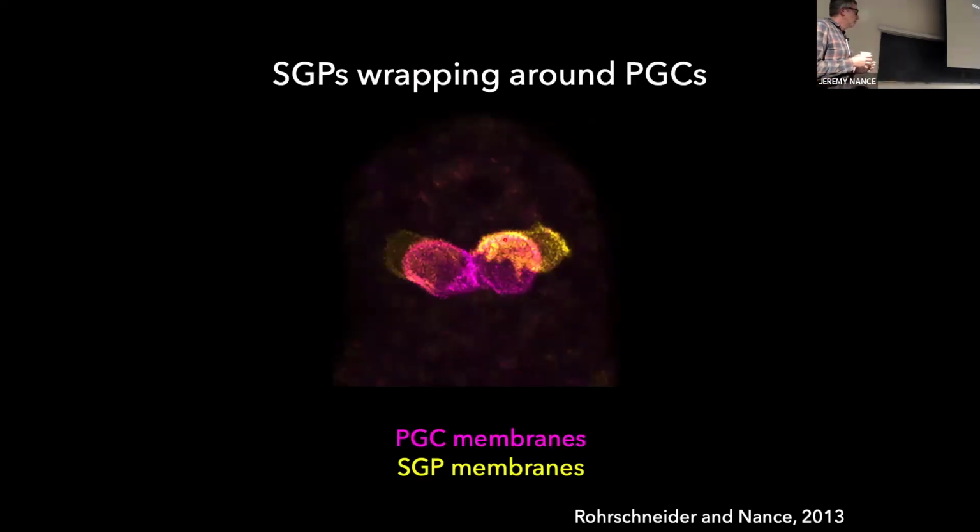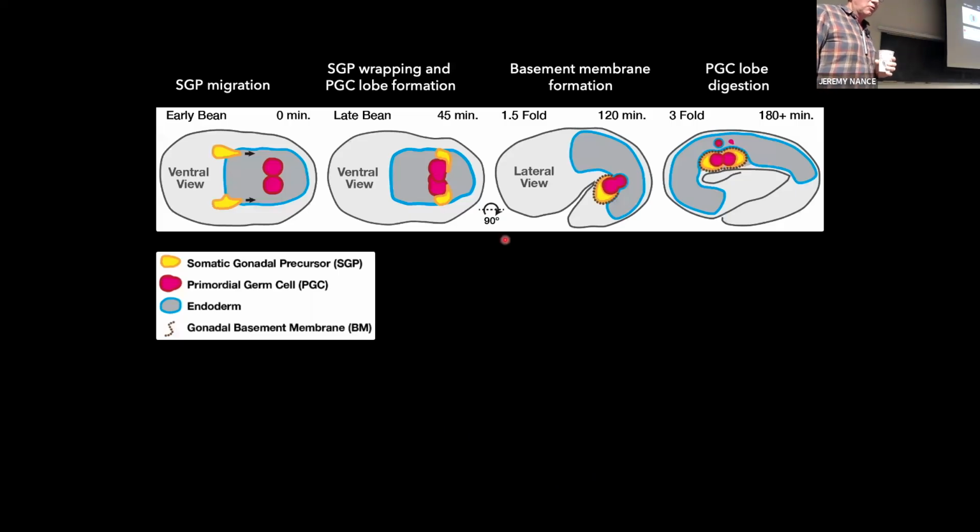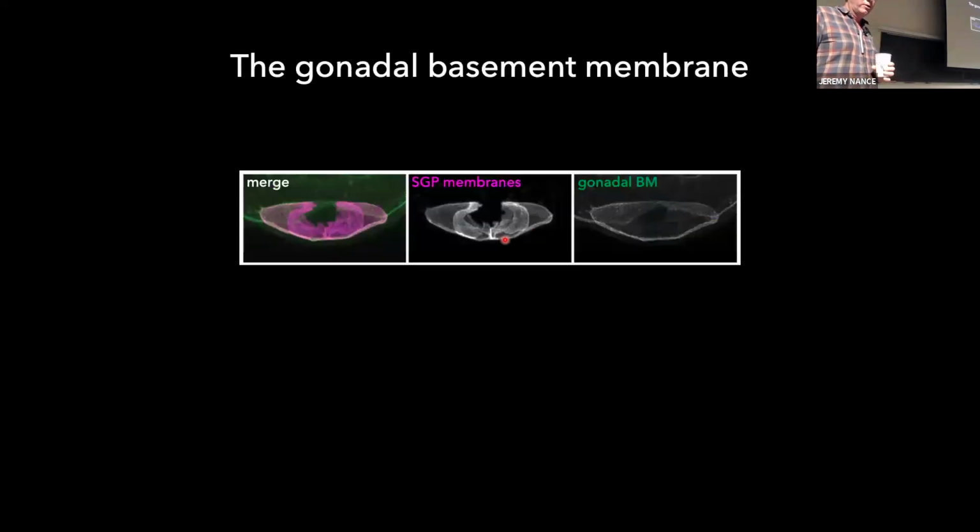So years before, we had actually imaged this process. And so here's a picture actually from the back end of the embryo showing the somatic gonad precursor cells just after they meet the germ cells beginning to wrap around their surfaces. And what Dan noticed is this happens right about the time that the basement membrane appears around the organ. And so he wondered what role the basement membrane might play. So here's a picture of that.